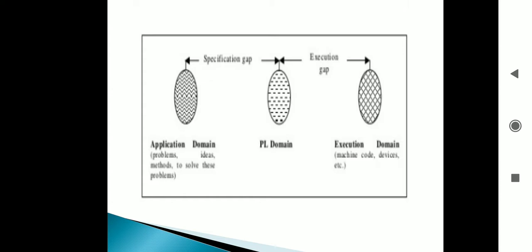The gap between the programming language domain and the execution domain is called the execution gap. What is execution gap? It is a gap between the semantics of programs written in different programming languages. The execution gap is bridged by the translator or the interpreter. Means this gap is bridged by whom? Translator and interpreter. Got it, all of you?